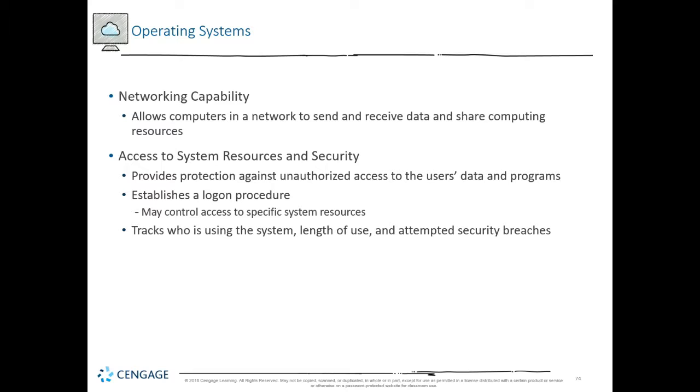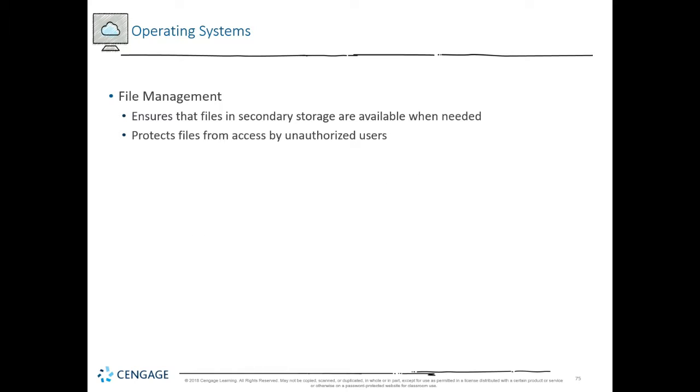Operating systems. Network capabilities allow computers to network to send and receive data and share computing resources. Access to system resources and security provides protection against unauthorized access to the user's data and programs. It establishes a logon procedure, may control access to specific system resources, and tracks who is using the system, length of use, and attempted security breaches. File management ensures that files and secondary storage are available when needed and protects files from access by unauthorized users.